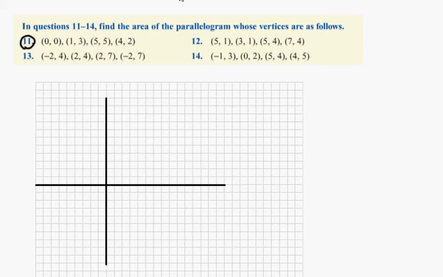Yeah, the sides opposite each other are equal. Now look at this one. 0, 0, yeah? 0, 0. 1, 3. 5, 5. 4, 2.